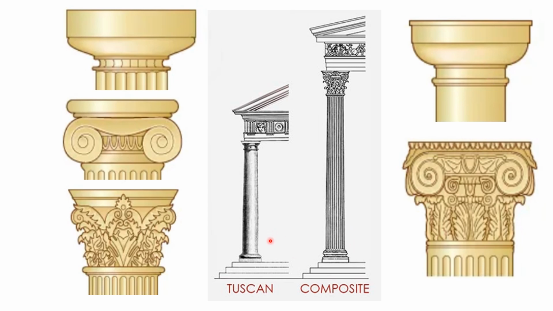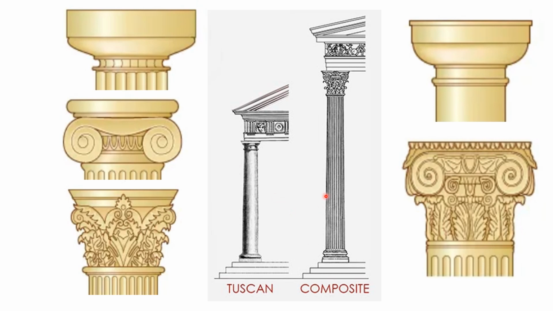The other thing that might be a little different is the Tuscan's width to height ratio is 7, whereas as I said before, for the Doric, it's 8. So it's a stockier, fatter type column there.